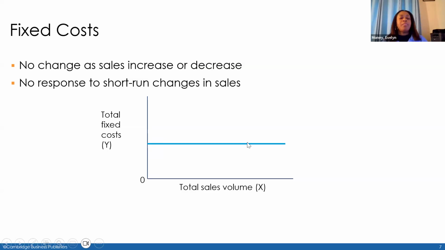Now, this remains the same typically within the short run. If we're talking about a longer period of time, this cost may jump up, especially if I'm looking at a lease agreement and the lease is for 1 year. Well, when I get to year two, the cost may jump up. So we're talking about things from a short run perspective.